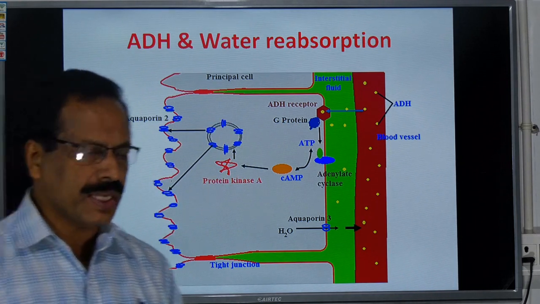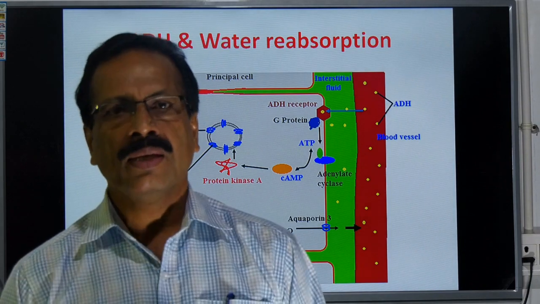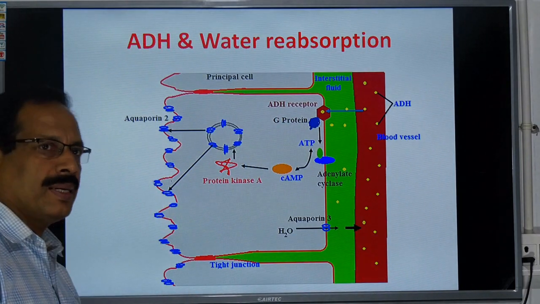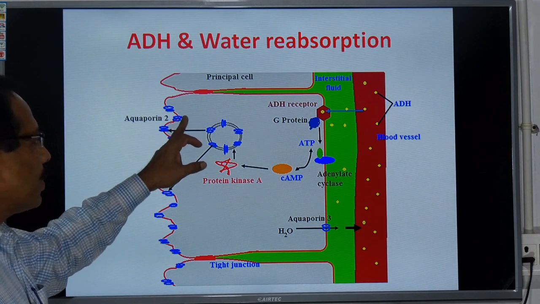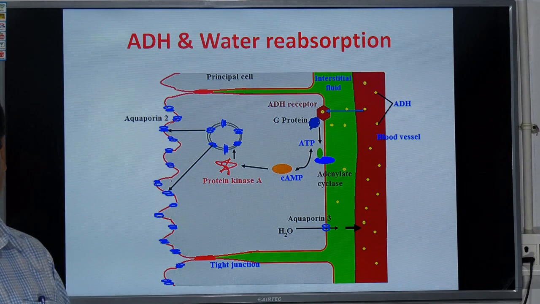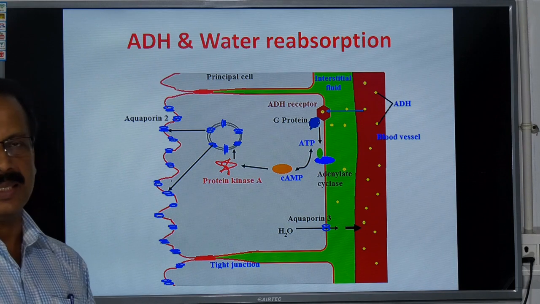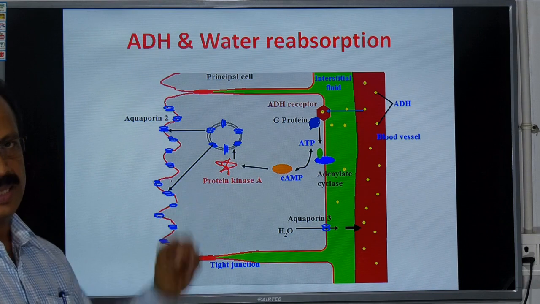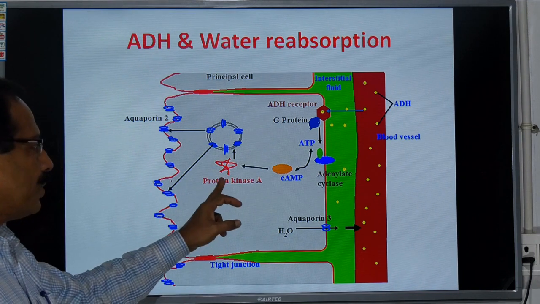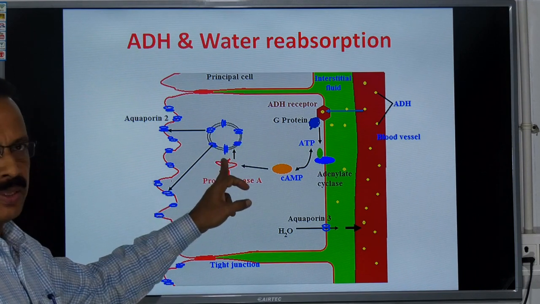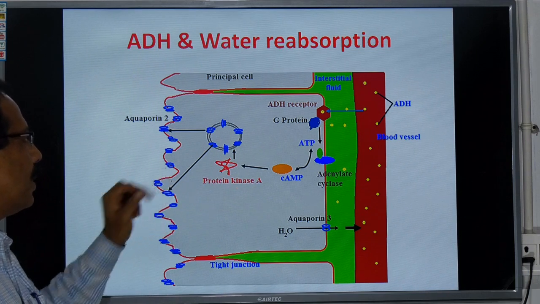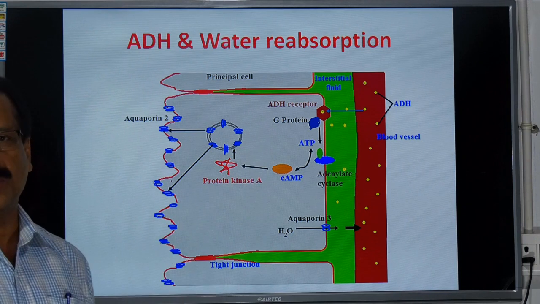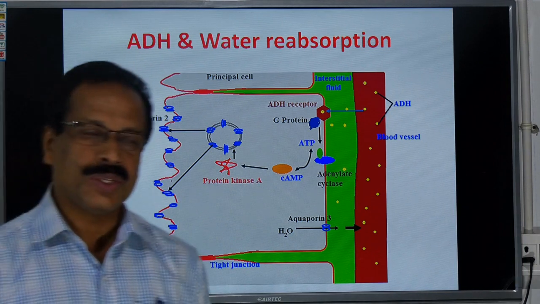So water reabsorption at the late part of the distal convoluted tubule and the collecting duct happens through water channels called aquaporin 2. Normally, these channels are stored inactively in vesicles in the principal cells. So when the phosphorylation of these vesicles happens, these channels move to the apical side and occupy there and cause the inward movement of water by osmosis.